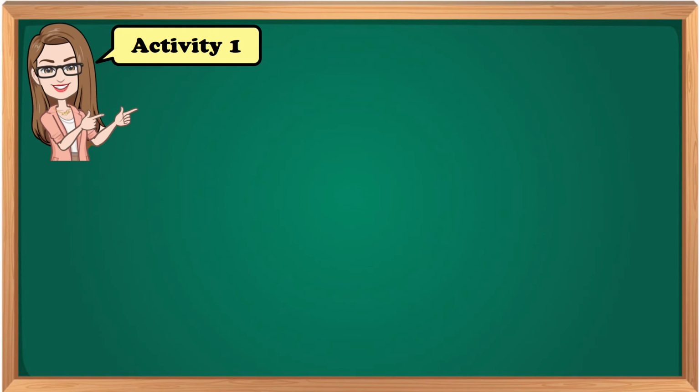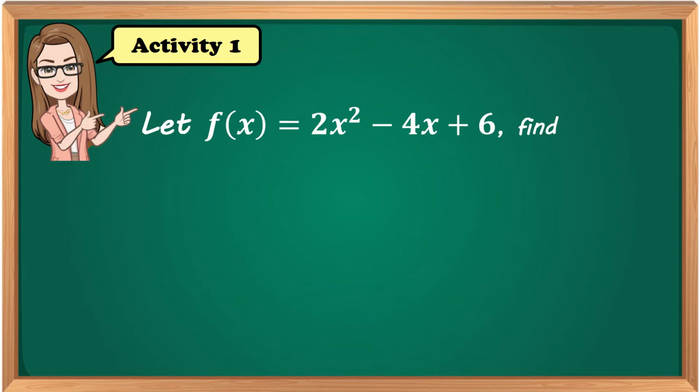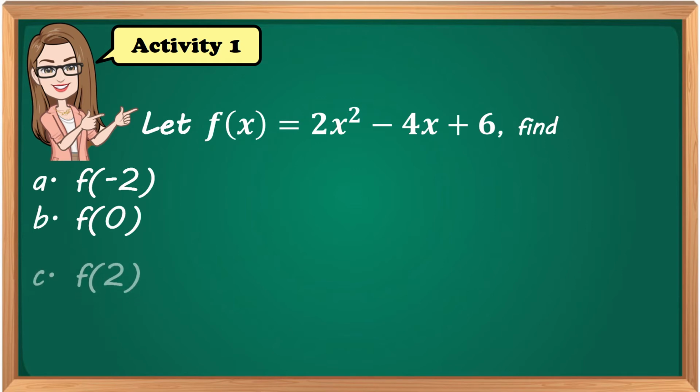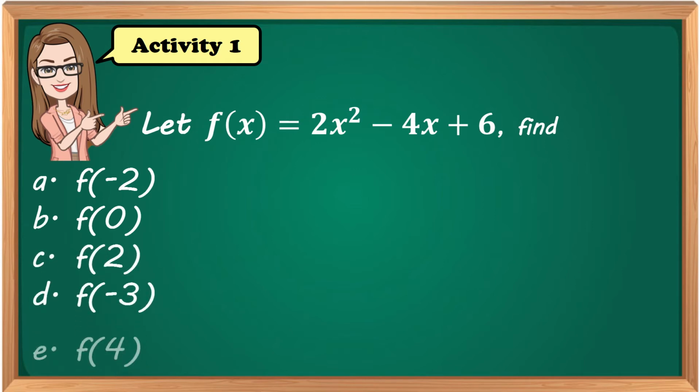Now let's have activity 1. Let f of x is equal to 2x squared minus 4x plus 6. Find f of negative 2, f of 0, f of 2, f of negative 3, and f of 4.